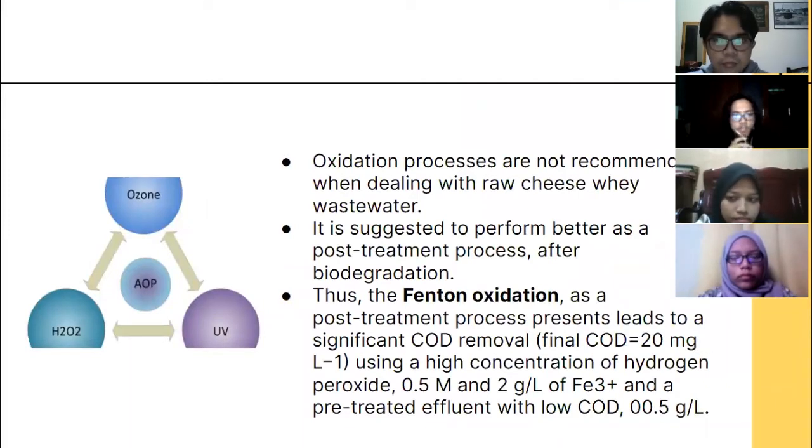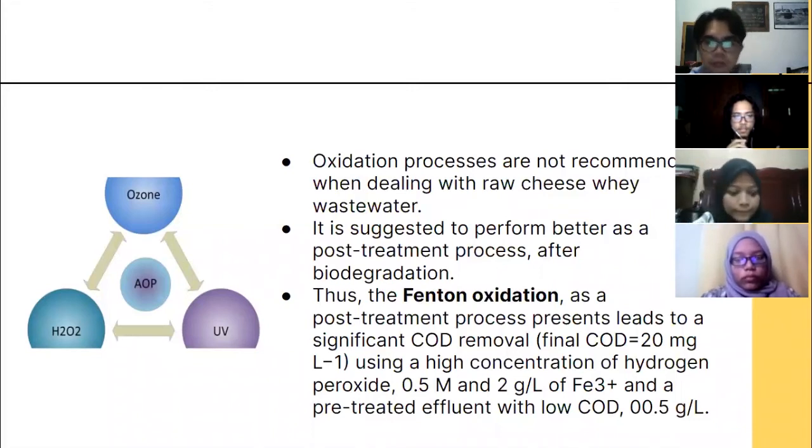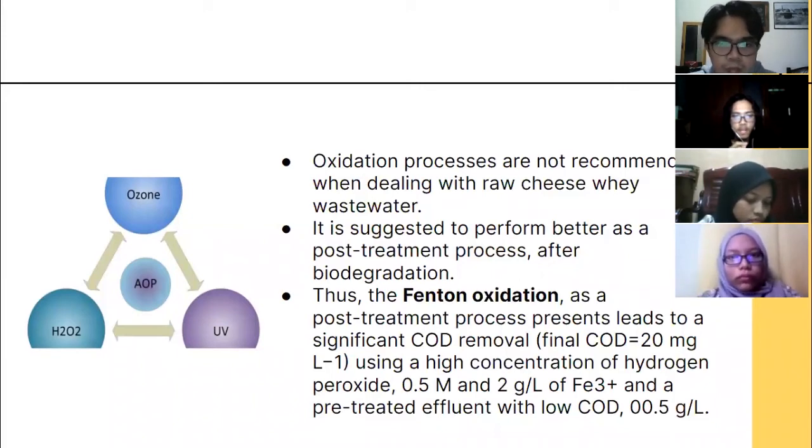Oxidation process is not recommended when dealing with raw cheese wastewater. Thus, it is suggested to perform better as a post-treatment process after the biodegradation process. And Fenton oxidation is introduced as a post-treatment process that leads to a significant chemical oxygen demand, or COD, removal, where the final COD is equal to 20 milligram per liter, using a high concentration of hydrogen peroxide, which is 0.5 molar, and 2 gram per liter of iron 3, and a pre-treated effluent with low COD, which is 0.5 gram per liter.